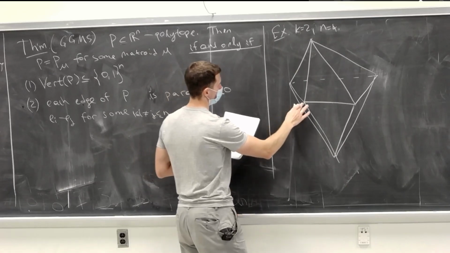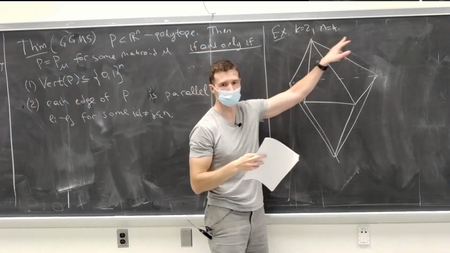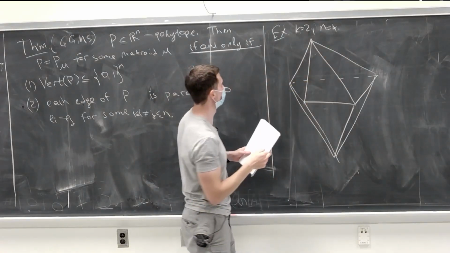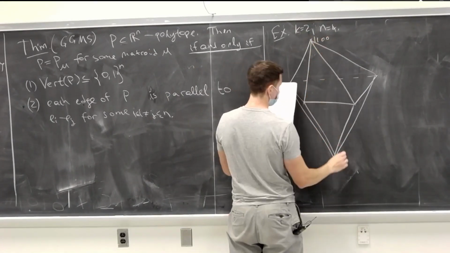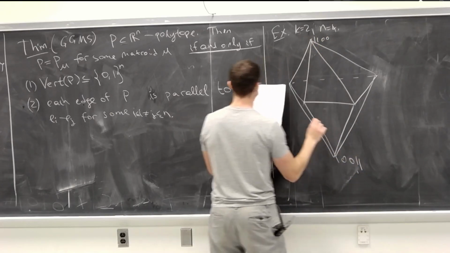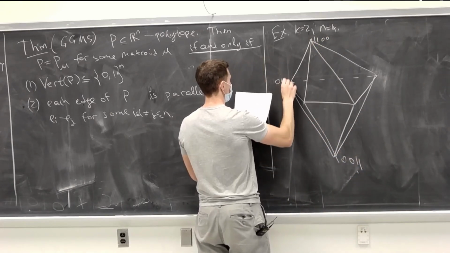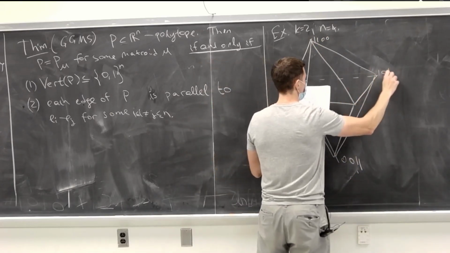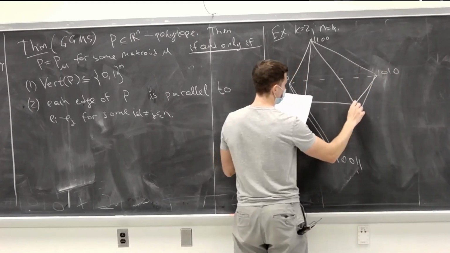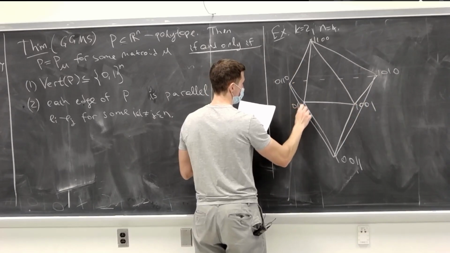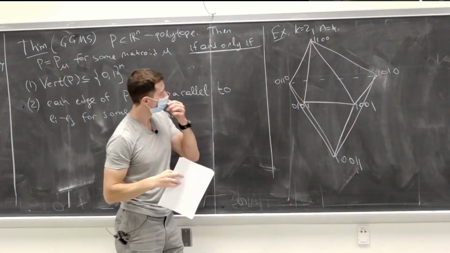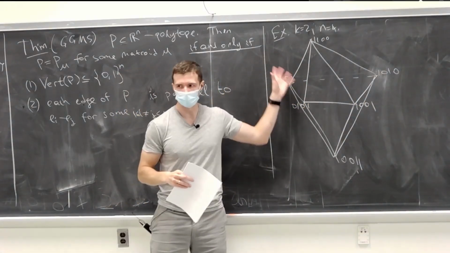This is the hypersimplex delta 2, 4. So its vertices are labeled by 1, 1, 0, 0; 1, 0, 1, 0; 1, 0, 0, 1; 0, 1, 1, 0; 0, 1, 0, 1; 0, 0, 1, 1. Just all possible entries with k ones.